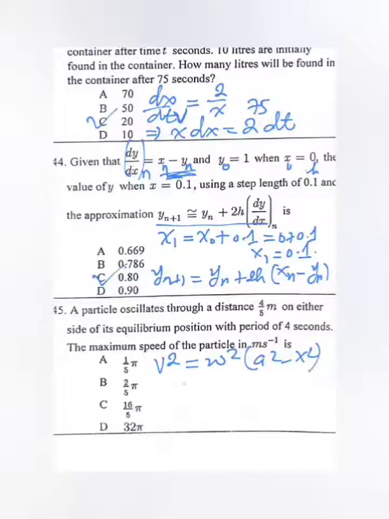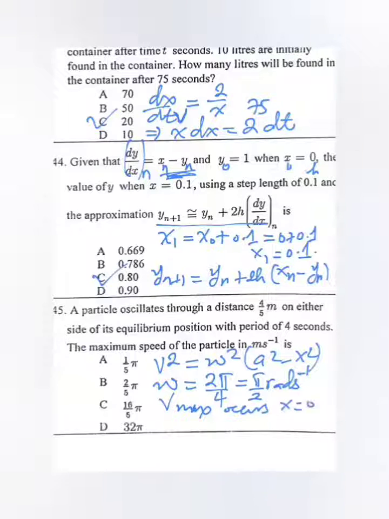And we have the period given, so we need to find omega, the angular speed, as 2 pi all over the period, and the period is 4 seconds, so that gives pi all over 2 rad per second. So going back to the formula, they want the maximum speed, so v max occurs at the equilibrium position where x equals 0. So v squared should be equal to omega squared into a squared, simply since x will be 0 at the equilibrium position.